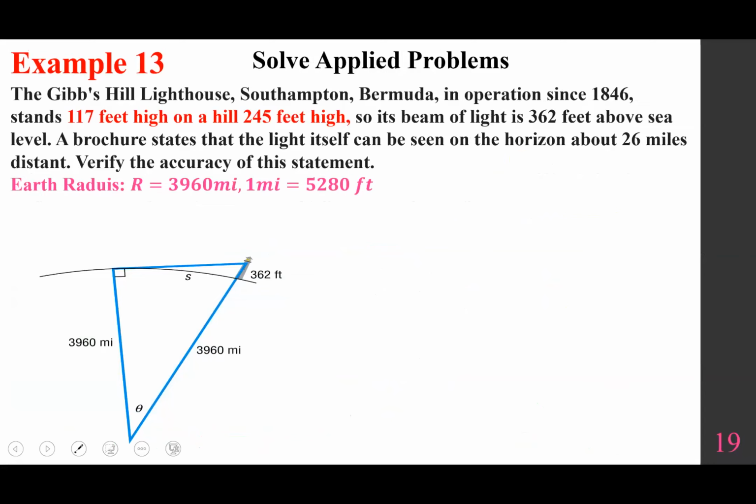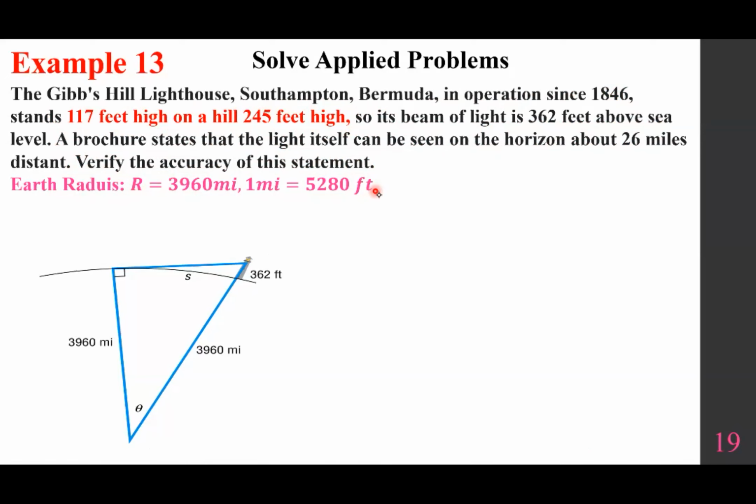Could somebody read this question, please? The Gibb Hills Lighthouse, Southampton, Bermuda, in operation since 1846, stands 117 feet high on a hill 245 feet high, so its beam of light is 362 feet above sea level. A brochure states that the light itself can be seen on the horizon about 26 miles distant. Verify the accuracy of this statement. Earth radius r equals 3,960 miles and 1 mile equals 5,280 feet.